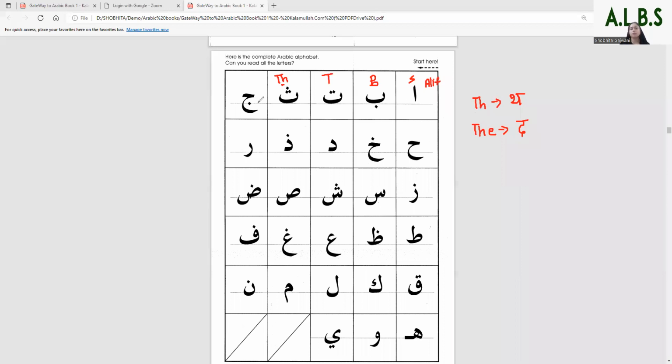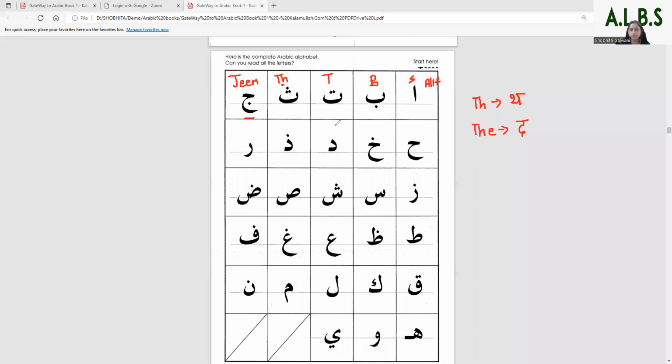But here in Arabic, we pronounce it as sa, sa, sa. Tongue should be between the teeth. Tongue should be in the middle of the teeth, and we need to blow some air from mouth. So it will become sa, sa, very softly. Now next one is Jim.